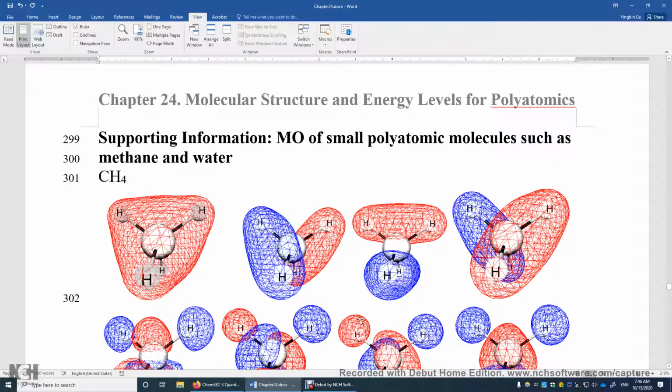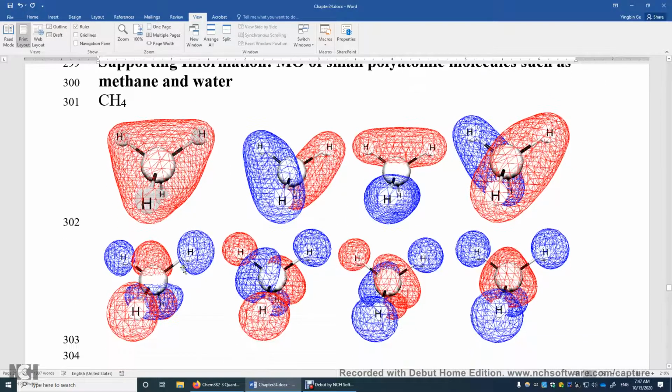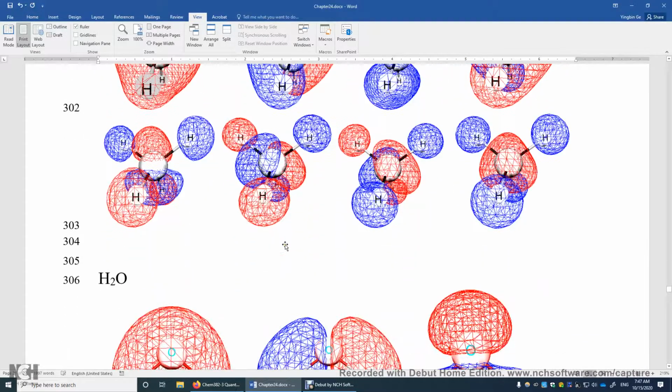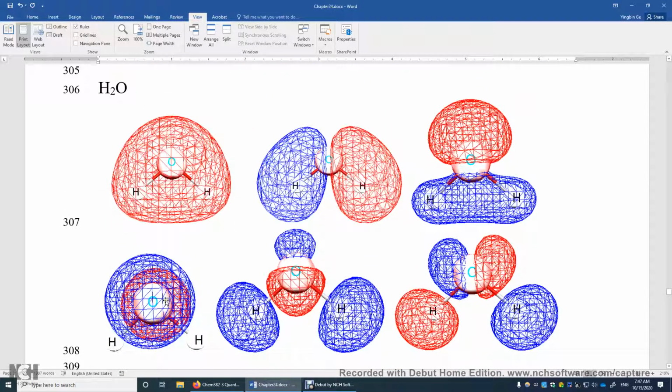Chapter 24, Molecular Structure and Energy Levels for Polyatomic Molecules, Supporting Information, Molecular Orbitals of Small Polyatomic Molecules, such as methane and water. So I want to show you the MOs of methane. The first four are occupied. These four are unoccupied. And the water, 1, 2, 3, 4. The first four are occupied by the 8 valence electrons, and these 2 are unoccupied.